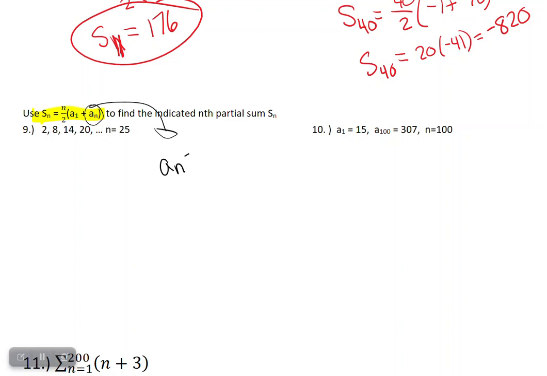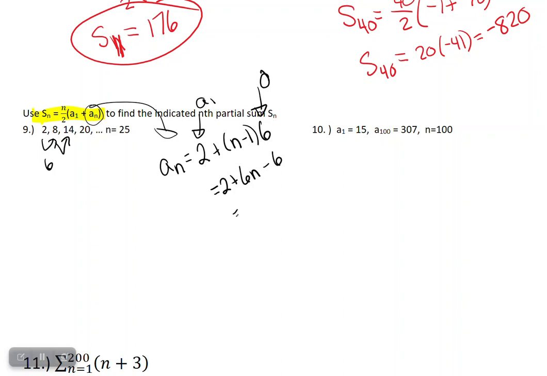So to find a sub n, we're going to do the first term plus n minus 1 times d. So this is a sub 1 again. This is going to be d. And the difference, common difference, we can see is we are adding 6. So 2 plus 6n minus 6. Our formula will be -4 plus 6n.